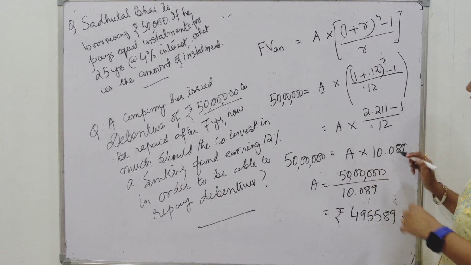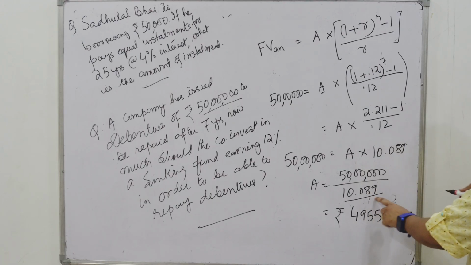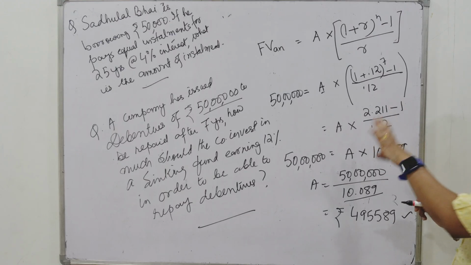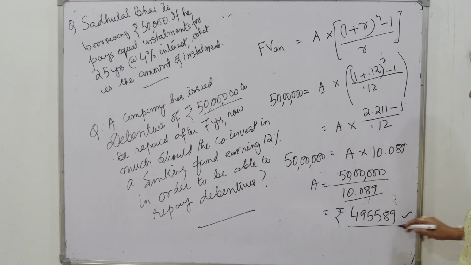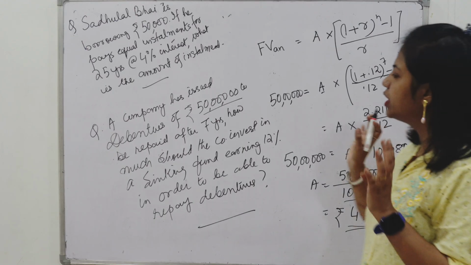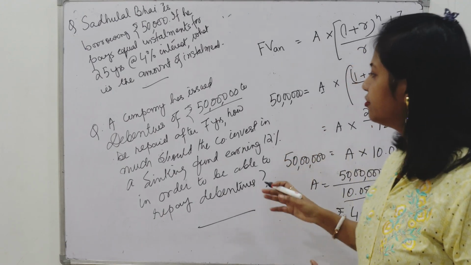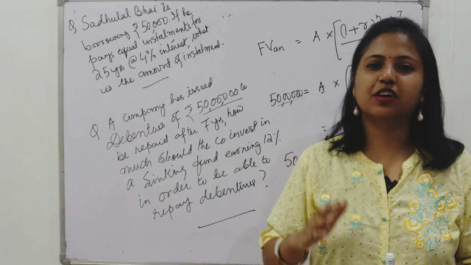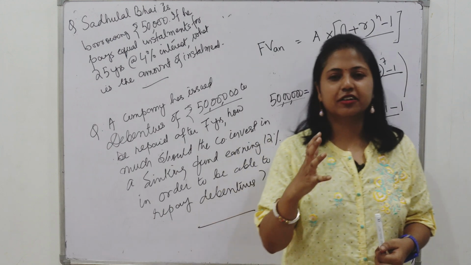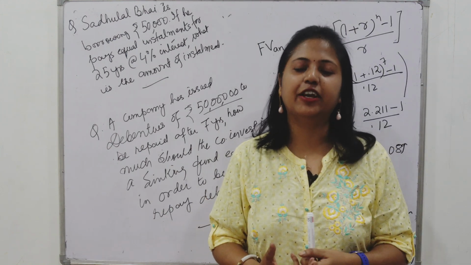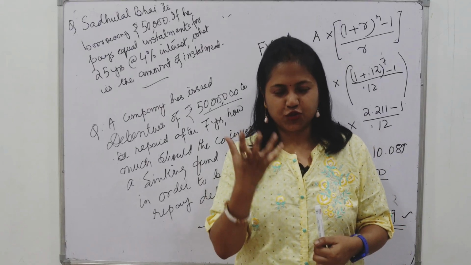So friends, the factor comes to be 10.089. If you solve this, you get 10.089. You can cross check with the book also. So ultimately you get this much. That means almost 4,95,589 the company has to save in the fund so that it can repay the debentures of rupees 50 lakhs. So friends, with this I think we got some clear idea about how we can adjust the value of money in order to know its true worth.